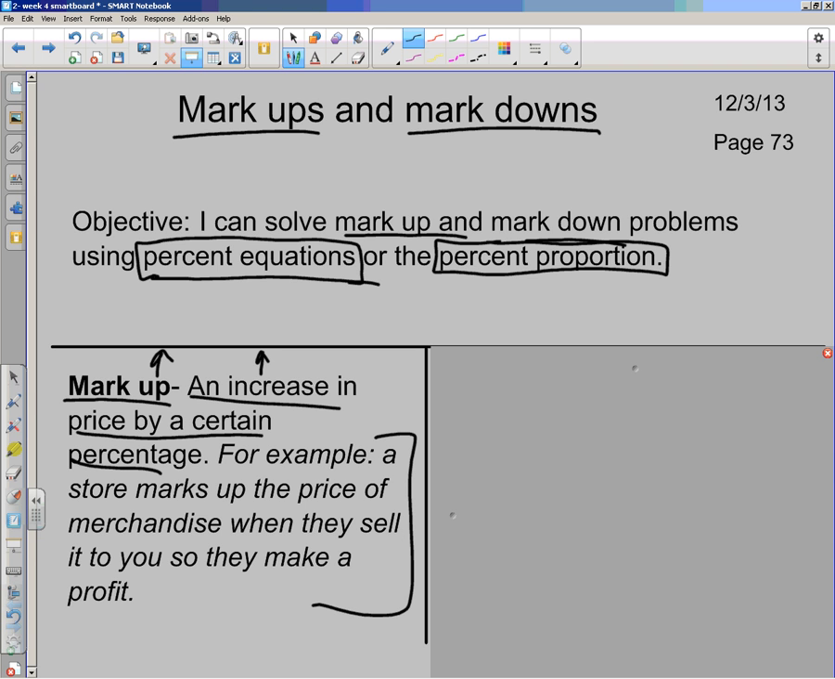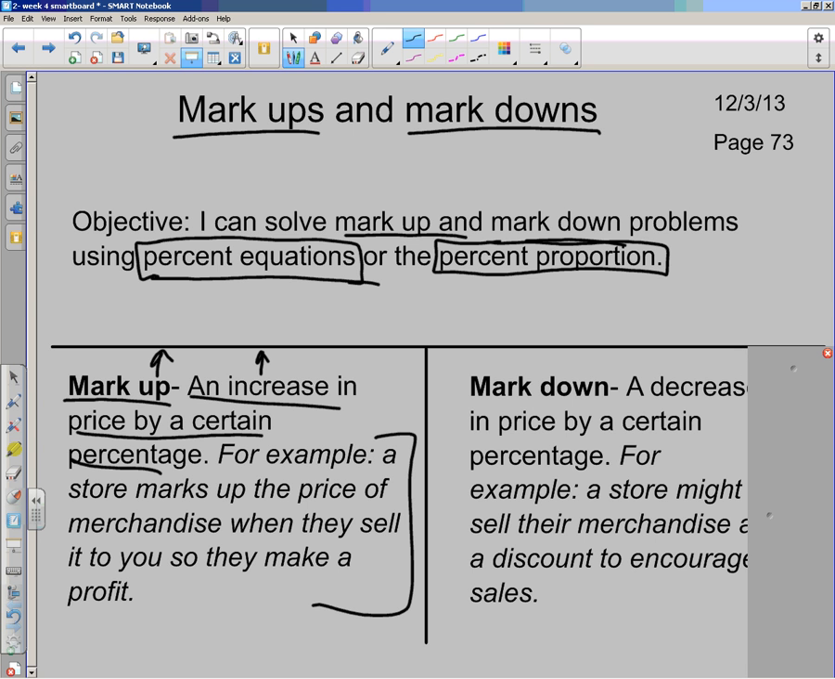Once you've done that on the other side of the page, let's go ahead and talk about markdowns. Markdowns are similar, except in this case, it is a decrease in price by a certain percentage. And when on earth would a company want to do this? Maybe they're not having the greatest sales. They might want to sell their merchandise at a discount to encourage people to come into their store and buy something. So we're going to be looking at markups using a percentage and markdowns using a percentage.